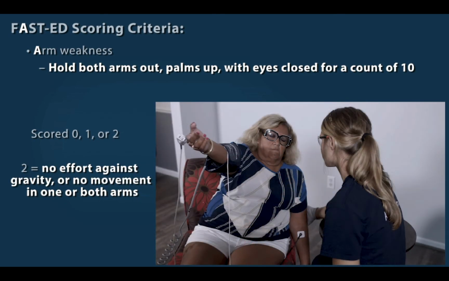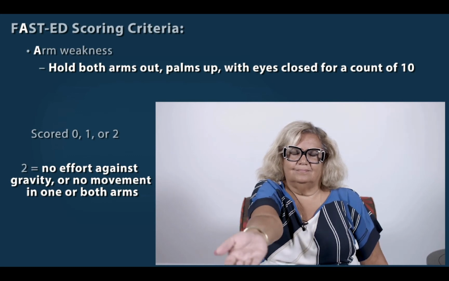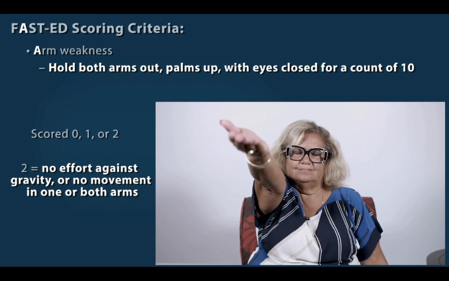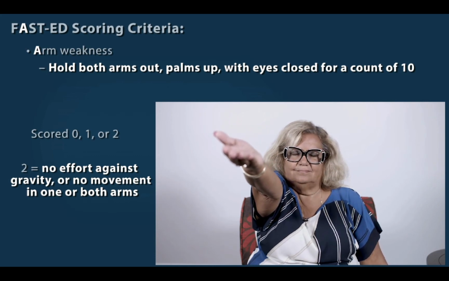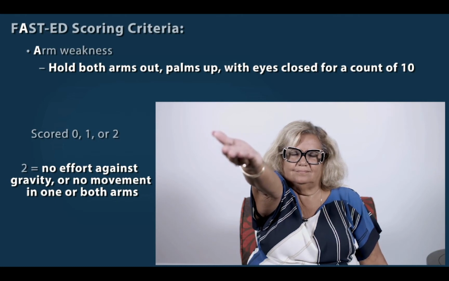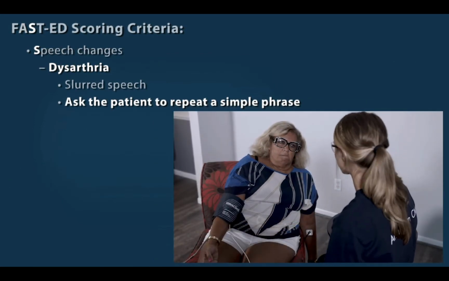A score of 2 indicates no effort against gravity or no movement in one or both arms. Ma'am, I need you to lift both arms up, palms up, for a count of 10 and close your eyes. 1, 2, can you lift your left arm for me? I need you to lift this up. 3, 4, 5, 6, 7, can you move your left arm up? 8, 9, 10. When assessing speech, check for dysarthria.